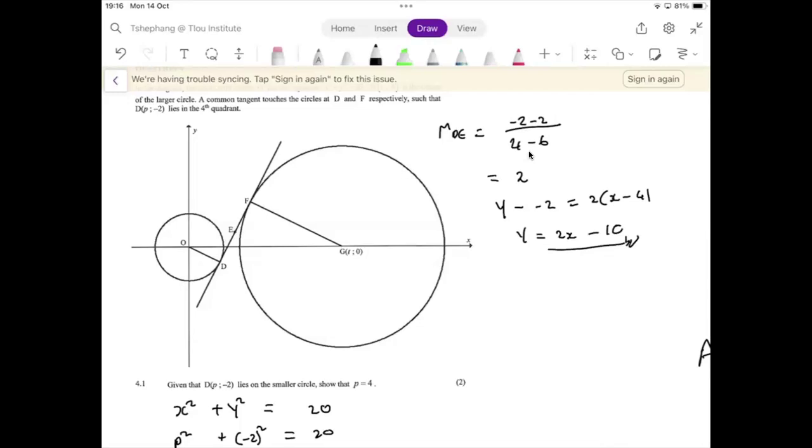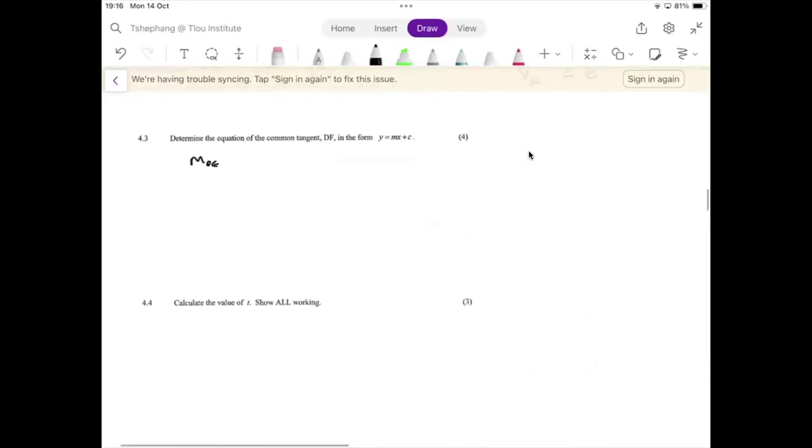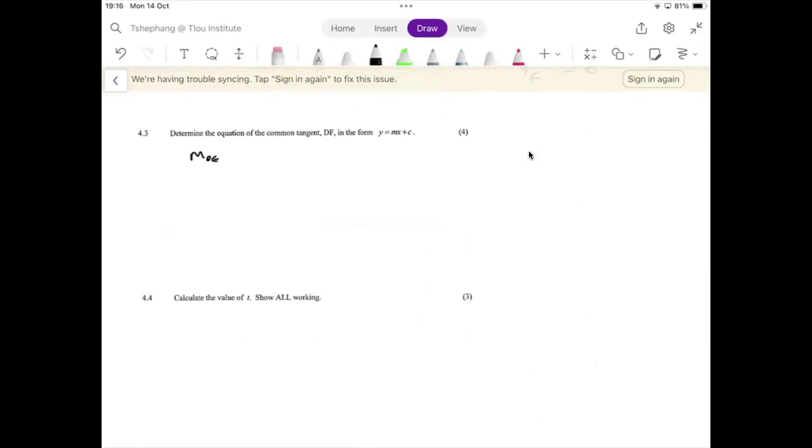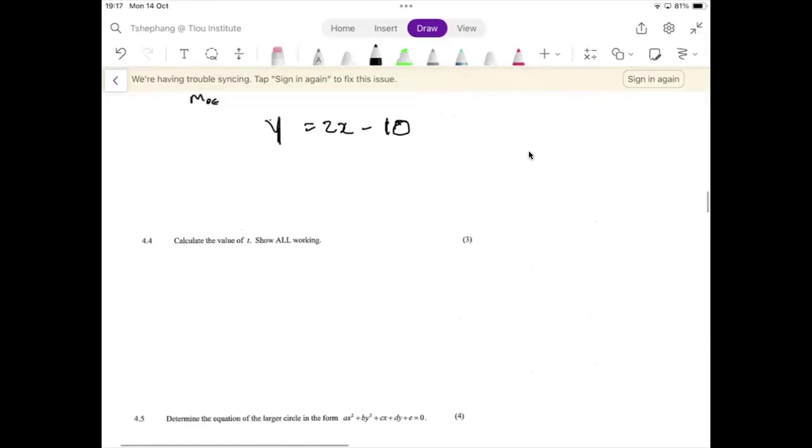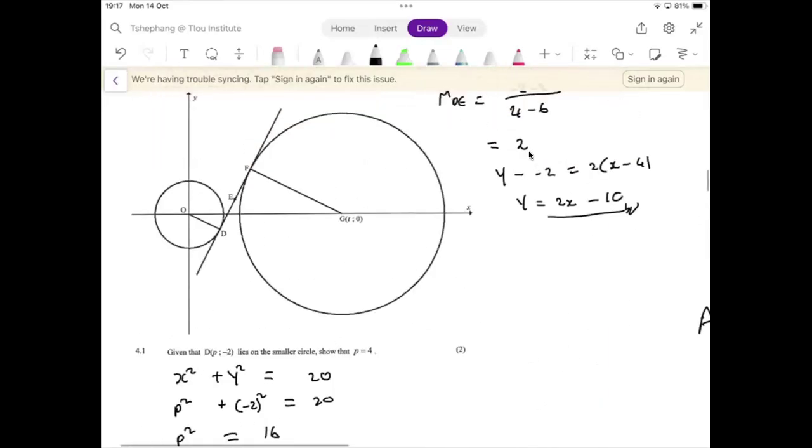That makes sense. Now calculate the value of t. Okay, let me just write down that equation here so that we know we did this question. 2x minus 10. The value of t. Okay, so that's the intercept.